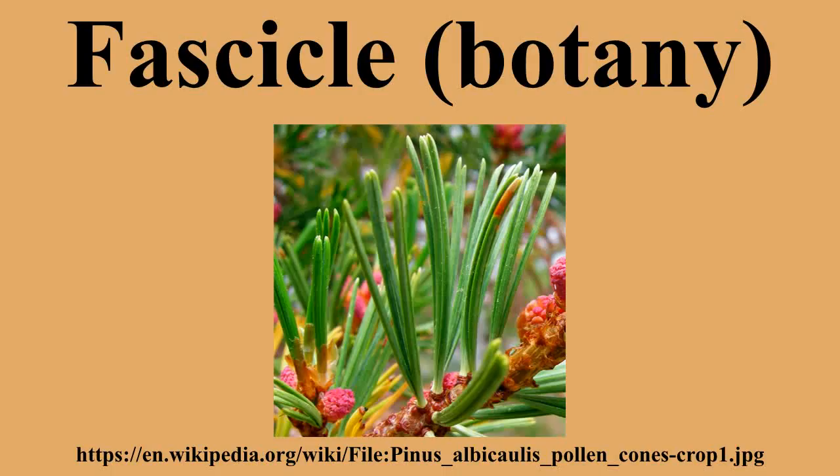For example, in Opuntia cacti, spines are produced in fascicles bearing a few long spines and many short spiny bristles. In lower plants, Sphagnum species bear branches in fascicles.